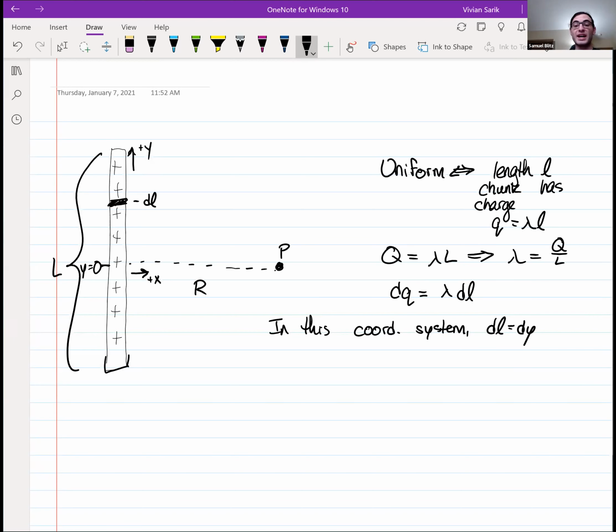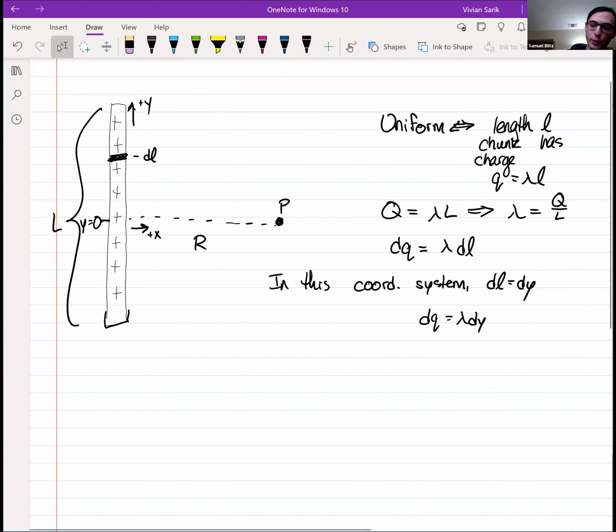So in this case, if you want a segment of length dl, you just have to go up in the y direction an infinitesimally small distance, dy. So we can actually write dq in this case as lambda dy. Okay, great. Now we're not done yet, obviously.